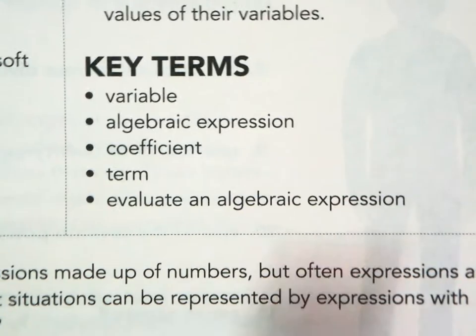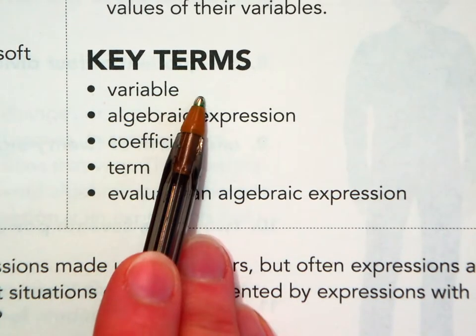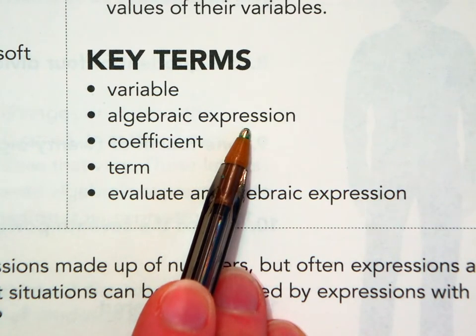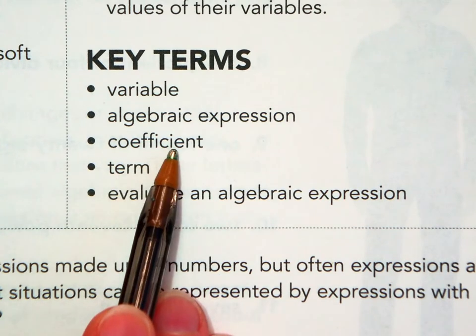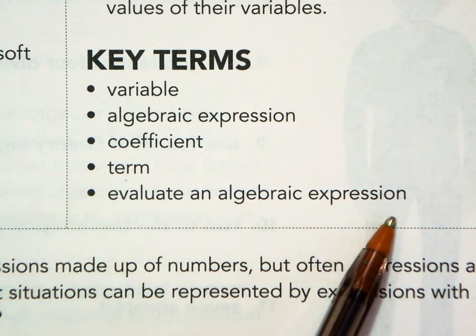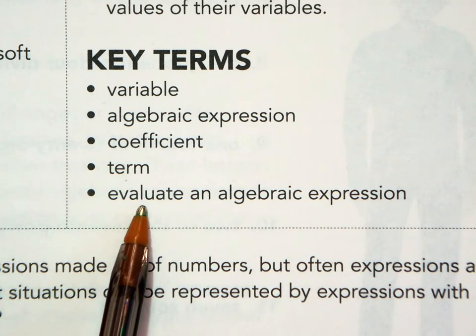Here are our key terms. Variable, that is the unknown. Algebraic expression, basically a number sentence or perhaps an algebraic sentence. Coefficient, that's the number in front of the variable. Term, that is the items being added together. Sometimes they contain constants, sometimes it's a coefficient with a variable. And to evaluate an algebraic expression means to find the value of. That's simply substituting the value of the variable into the expression.